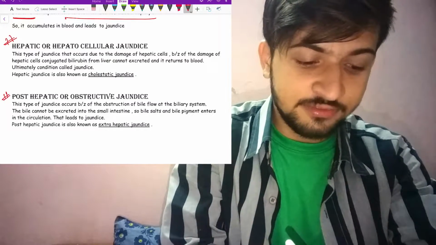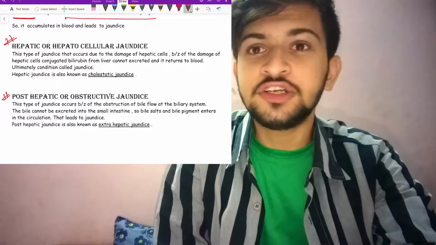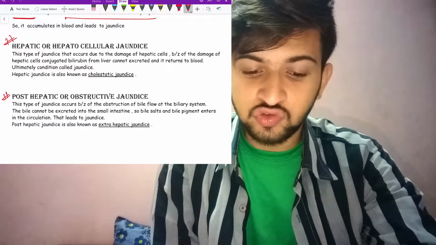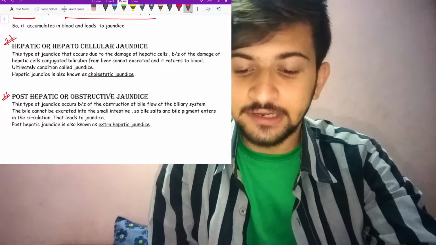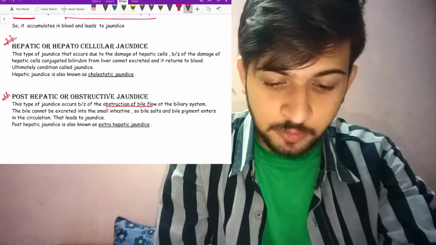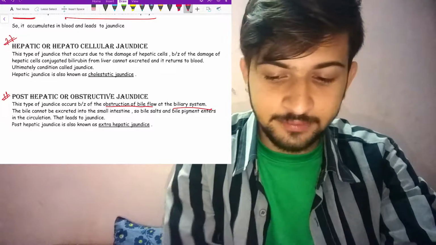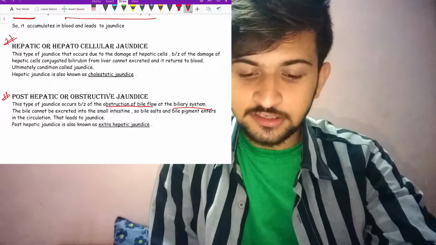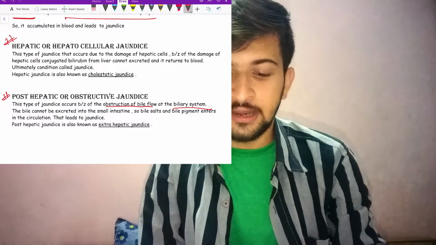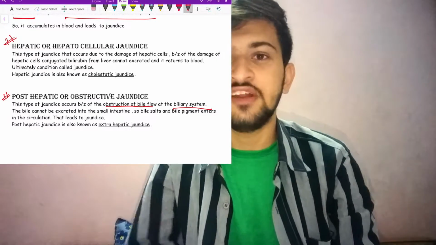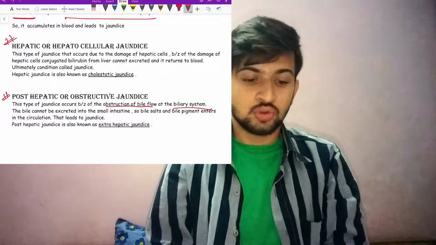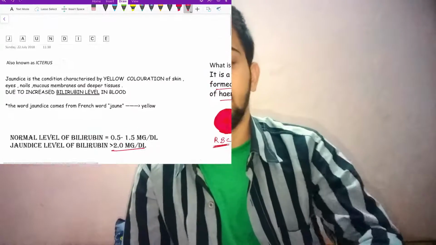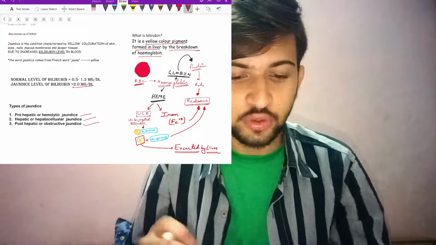The last one is post-hepatic or obstructive type of jaundice. This type of jaundice occurs because of the obstruction of bile flow in the biliary system. So bile cannot be excreted into the small intestine. Bile salts and bile pigments enter the circulation, which leads to jaundice. Post-hepatic jaundice is also known as extrahepatic jaundice. Now there is a quick revision.